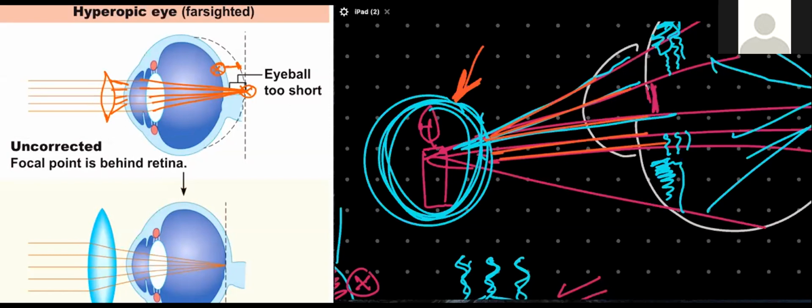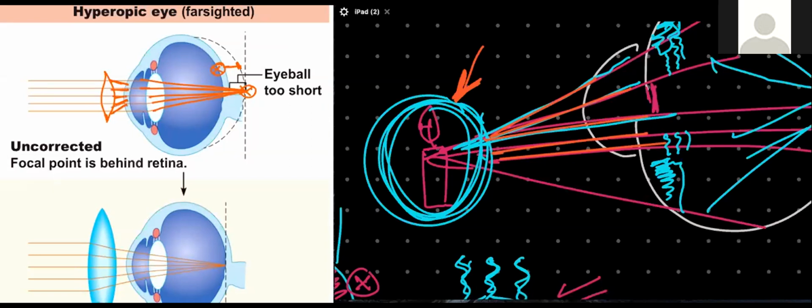What do you think? Looking here, this person has a problem with what? With converging the light rays.